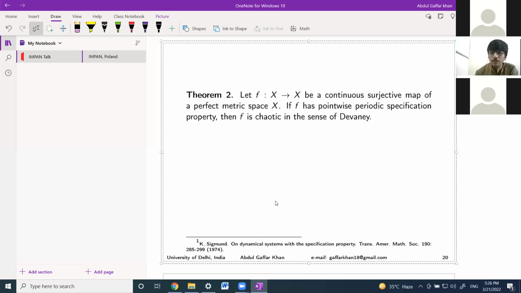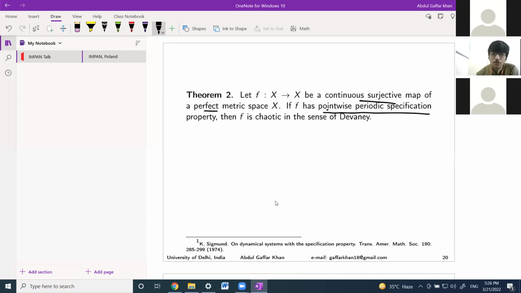We established that if F is a continuous surjective map of a perfect metric space and F has pointwise periodic specification property, then it must be Devaney chaotic. So it is enough to put that it is pointwise Devaney chaotic. It was established in 1974 by Sigmund that this is true provided the map has periodic specification property.